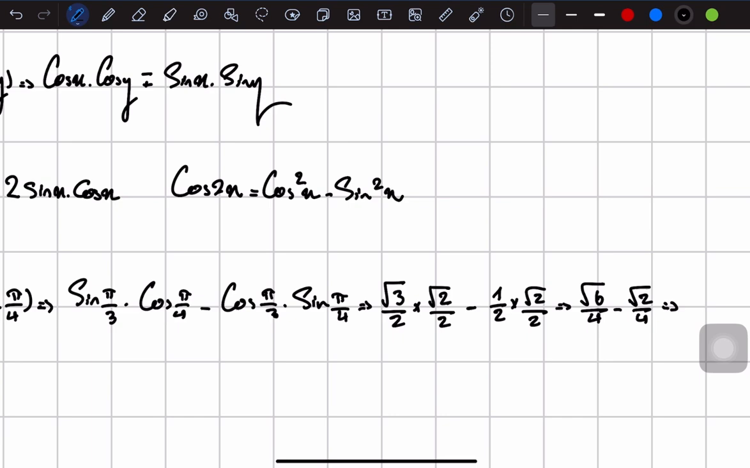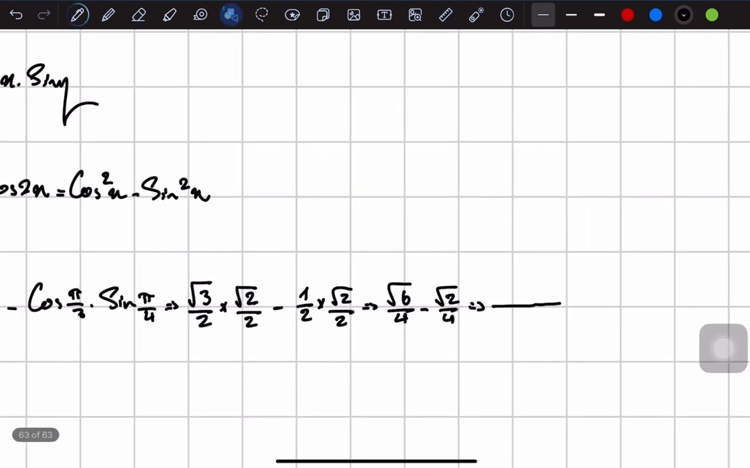And we can just show it as square root of 6 minus square root of 2 over 4, or we can factor out the square root of 2, and this one will be square root of 2 times square root of 3 minus 1, over 4. Both ways of writing it are correct.